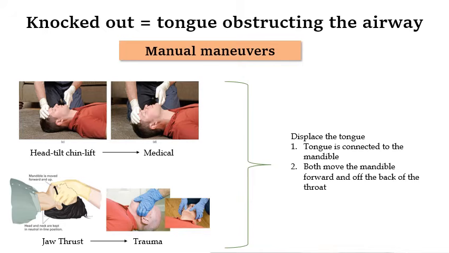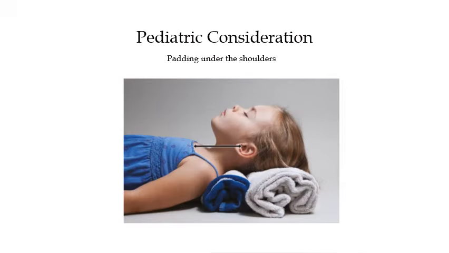This is just a matter of you are knocked out, therefore your tongue is in the way, therefore I'm going to go ahead and move it out of the way. When positioning my patients' airways to make sure that they're open, I have an additional consideration for pediatric patients, and that's going to be padding underneath the shoulders.